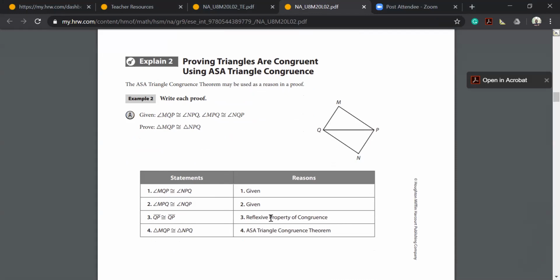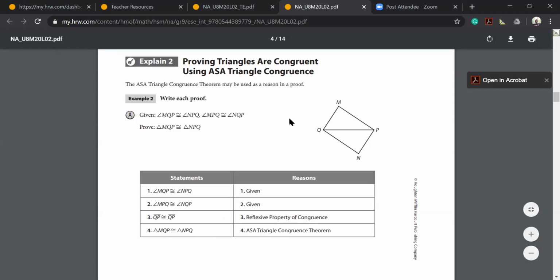Reflexive property is when you say that something is equal to itself. 1 is equal to 1, 2 is equal to 2, A is equal to A, B is equal to B. This is called the reflexive property of congruency. So here, QP is equal to QP. This is the reflexive property of congruency. Since I have two angles and one included side, I can say that these two triangles are congruent using the ASA triangle congruency theorem. Okay?